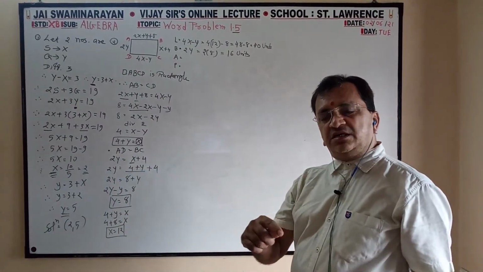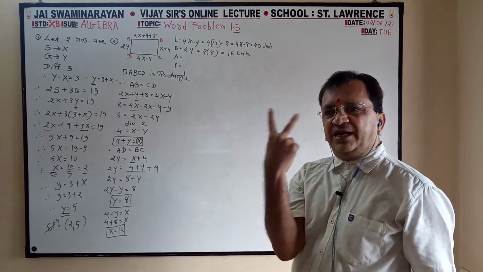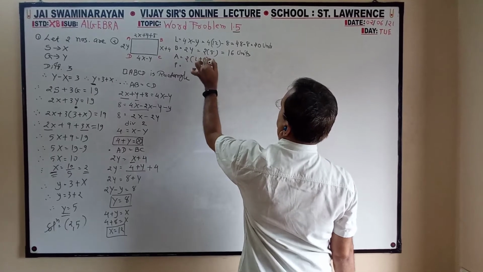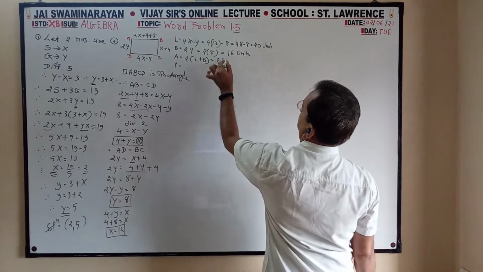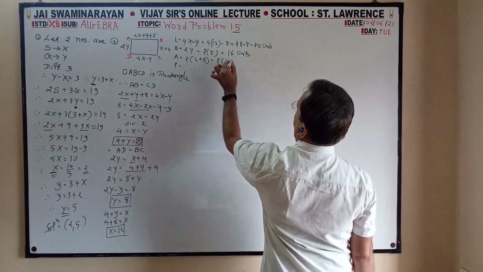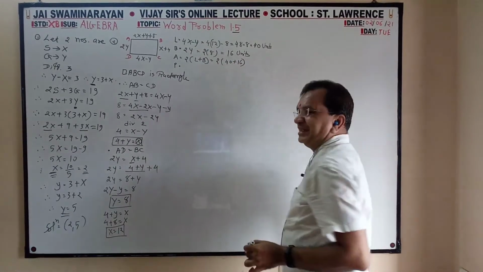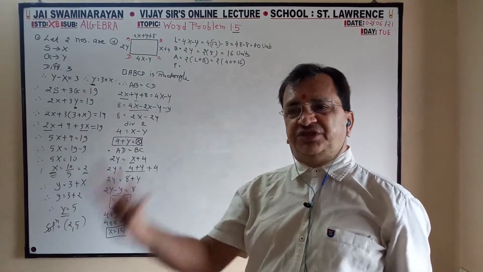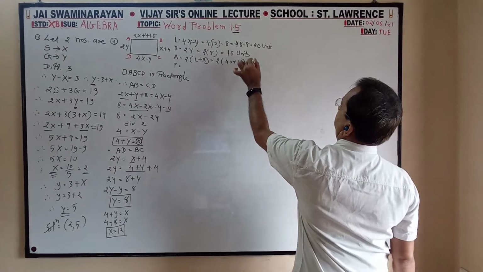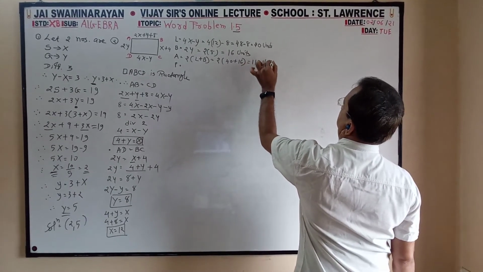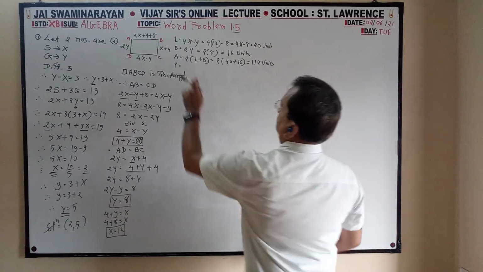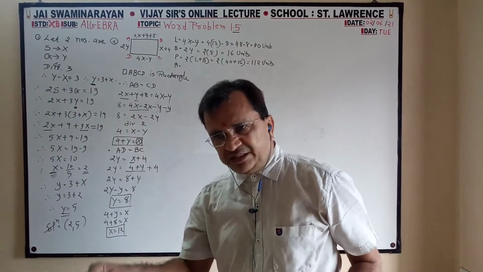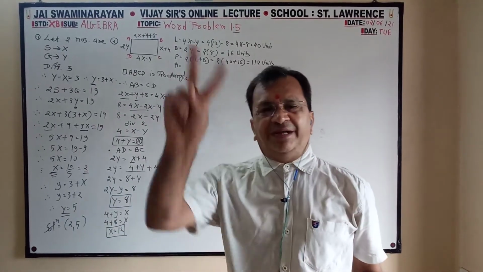Perimeter: length, breadth, length, breadth, that is 2 times length plus 2 times breadth. Length and breadth we have 40 plus 16, that is 56, double. Sorry, this is perimeter. Perimeter is equal to length, breadth, length, breadth, 2 times length, 2 times breadth.